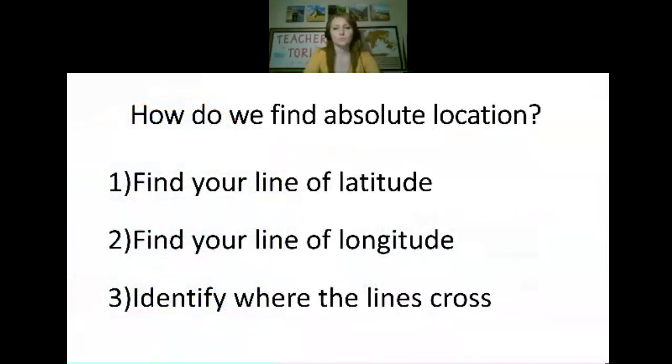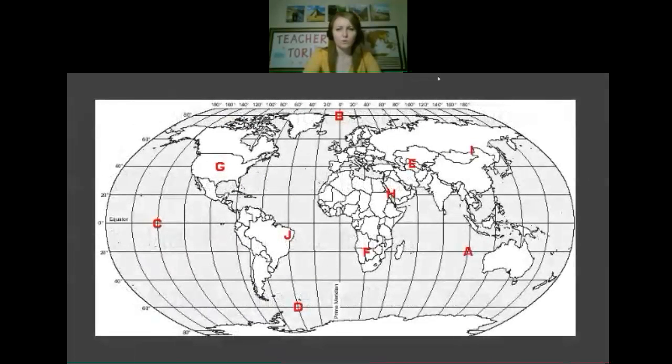Okay, so I'm going to give you a coordinate, and you have to tell me which letter lines up with that coordinate. The first one I will do is our line of latitude is 0. Our line of longitude is 140 degrees west. What letter does that hit? Beautiful. C.